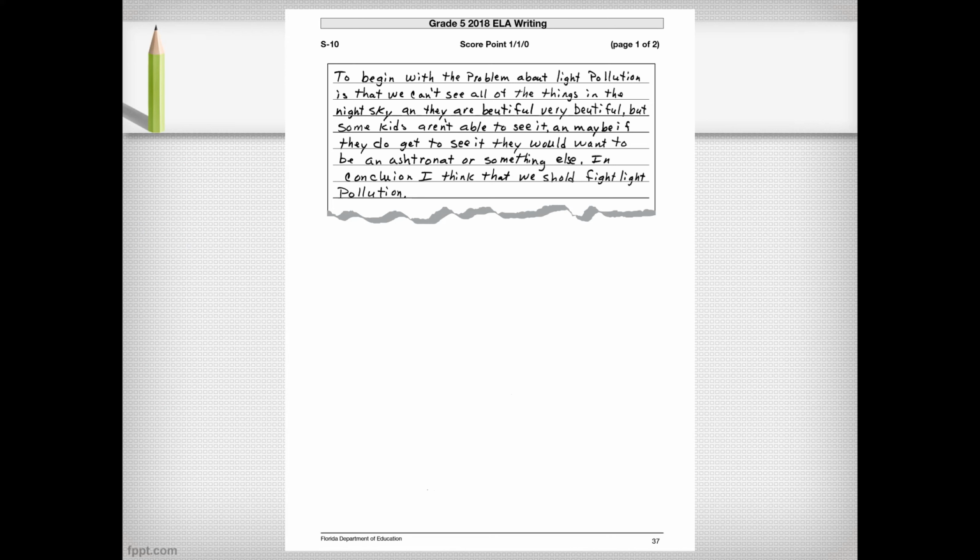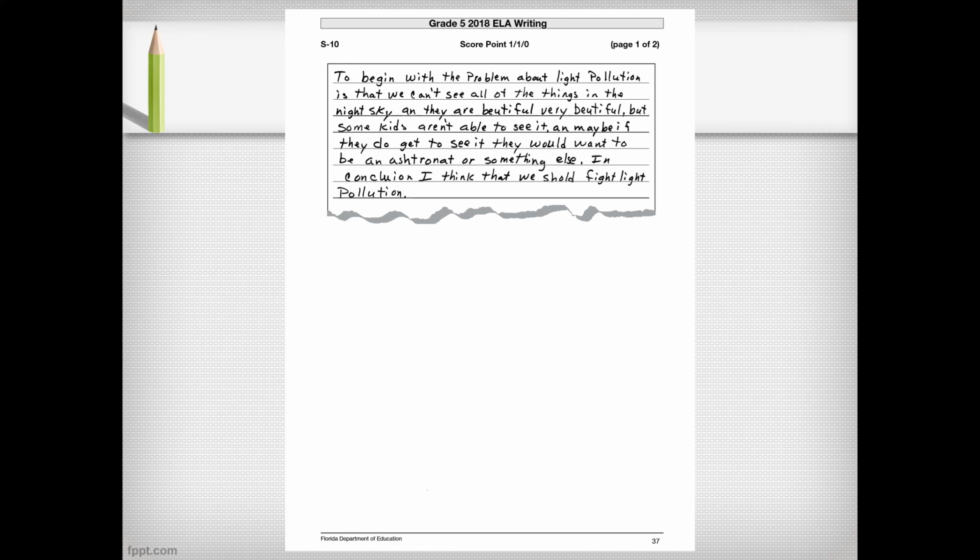So to begin with, the problem about light pollution is that we can't see all of the things in the night sky, and they are beautiful, very beautiful, but some kids aren't able to see it. And maybe if they do get to see it, they would want to be an astronaut or something else. In conclusion, I think that we should fight light pollution. So that's it. That's the entire response.